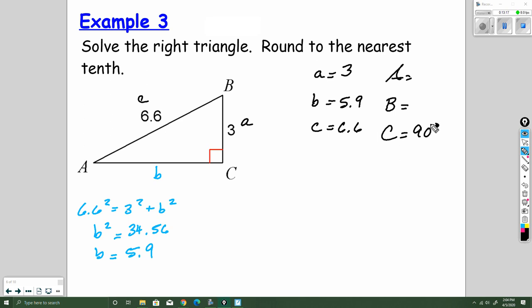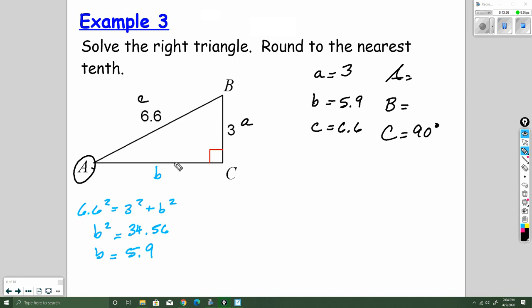To find those angles, we need to use inverse trig ratios. So first, let's set up a trig ratio. One of the things that we have to do is pick an angle to find. So I'm going to say, let's find angle A, for example.